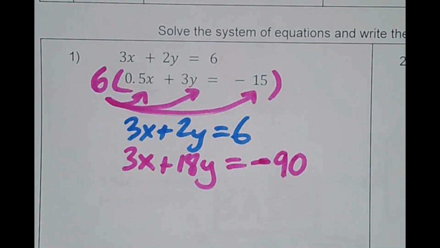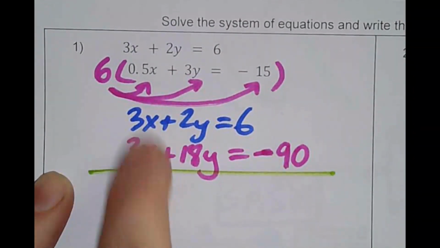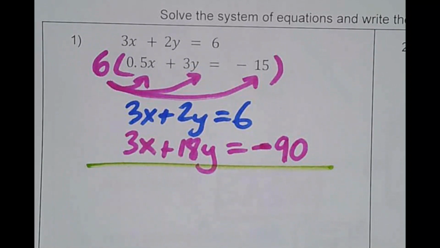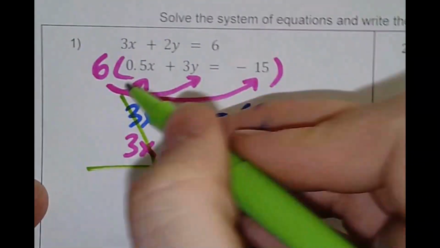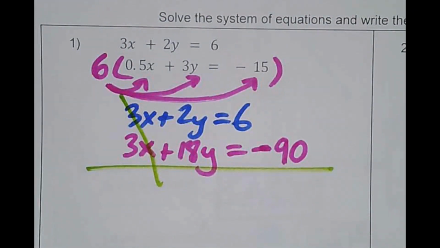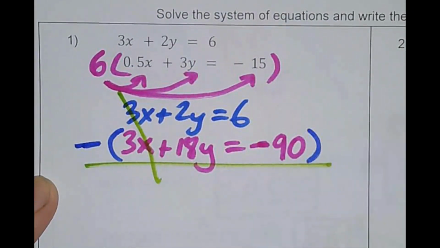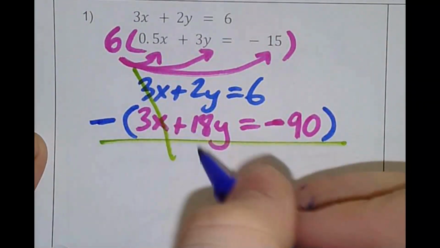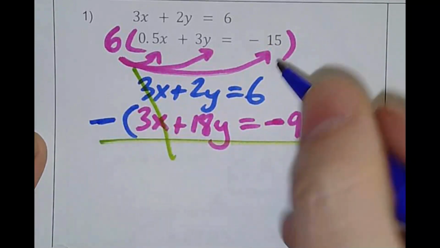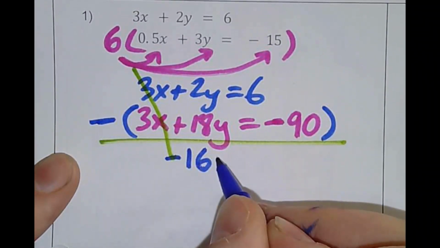Again, this is one of many ways to try to solve the problem. But what did we do? We got our x's to be the same. So since the x's are the same, how would I make that 0? How could I cross that off? Yeah, I'm going to cross that off only by subtraction. So let's subtract these and see what we get. 3x minus 3x, bye-bye. 2 minus 18 is negative 16y.